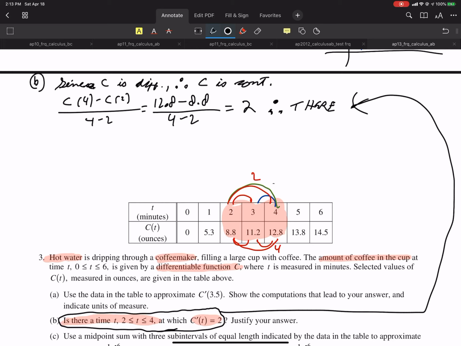So we've done everything we needed to. So therefore, we can just place that as our answer. Therefore, there is a time. That's B. Let's move on to C.